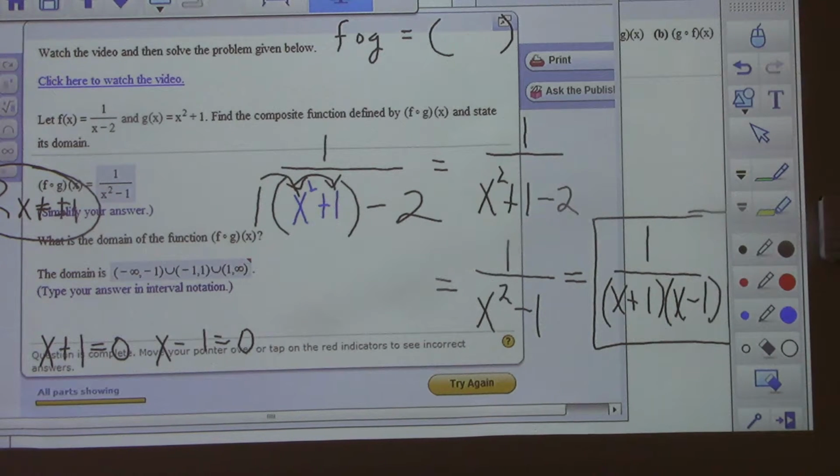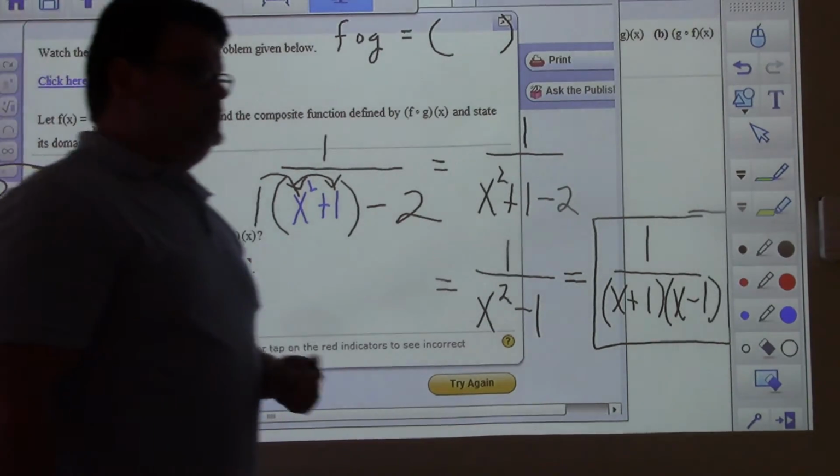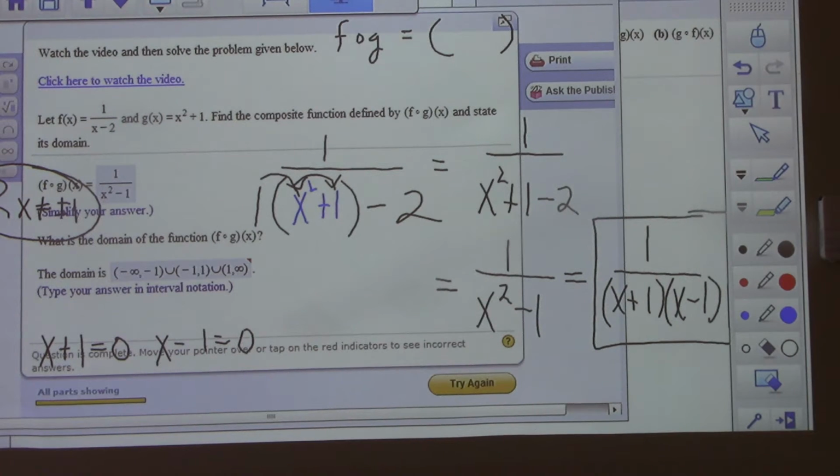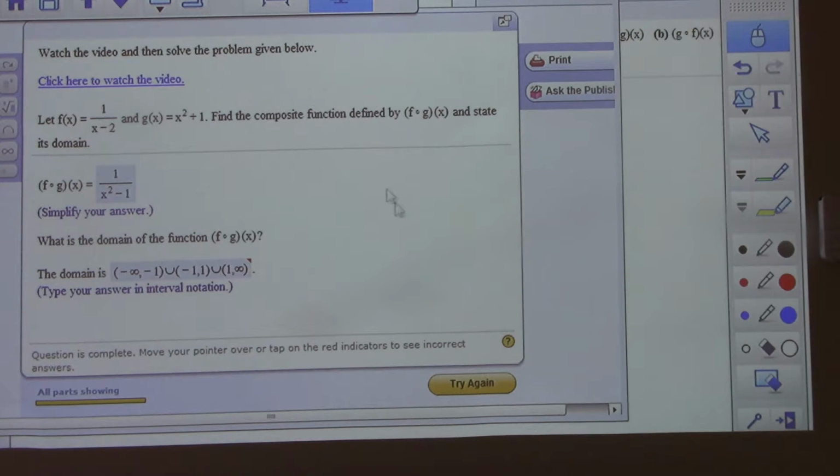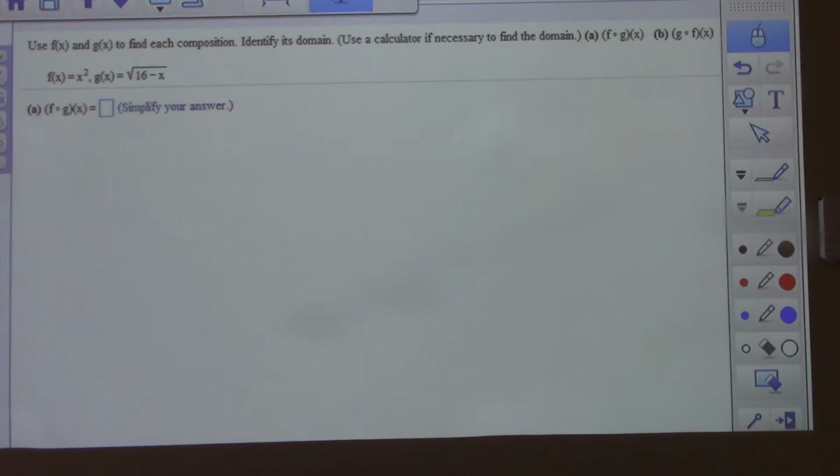Okay? However you want to write it, I don't care. So if you do this problem on a test and you write this and you get it wrong, then you come see me. I'll look at it and I'll give you credit for it. Okay? Who's got a question on this one? This is a good test question.